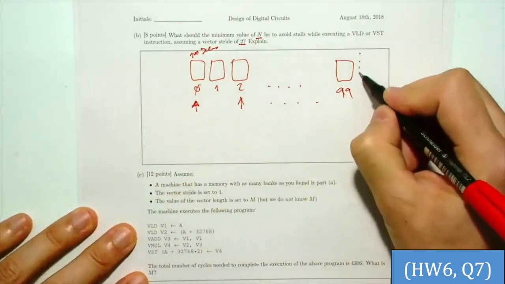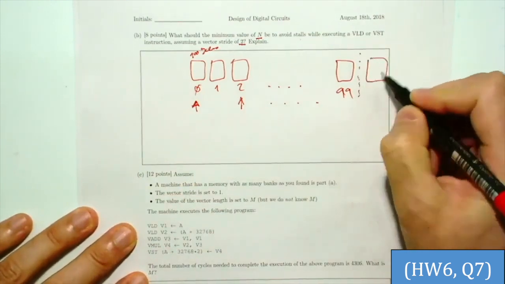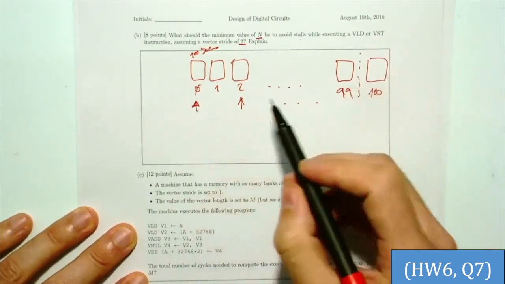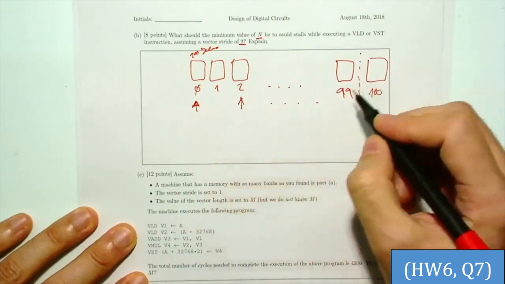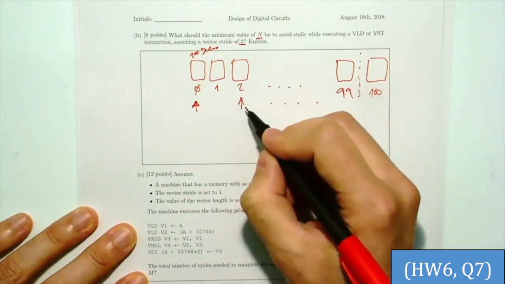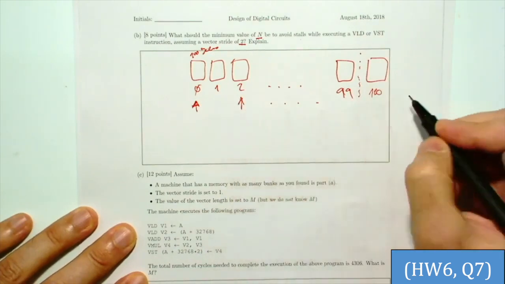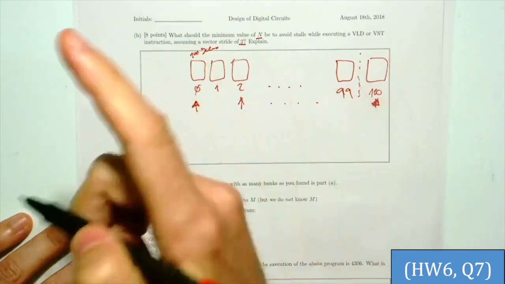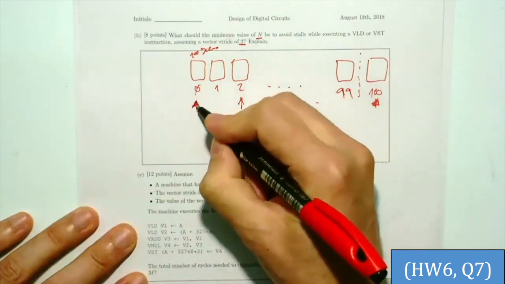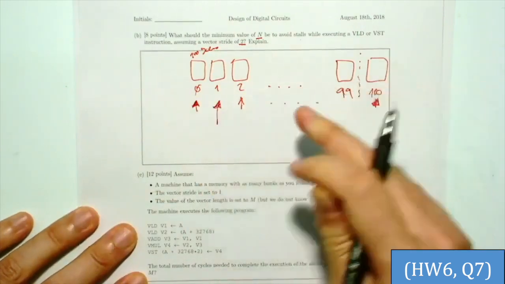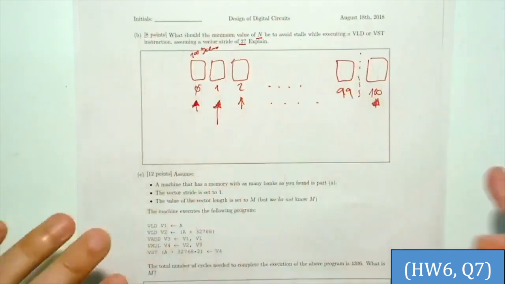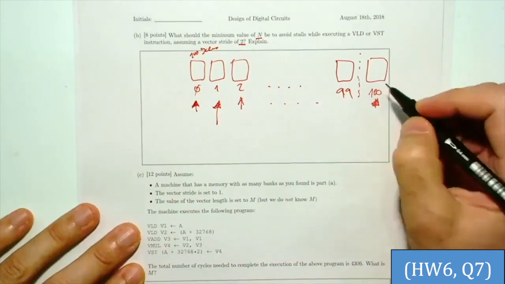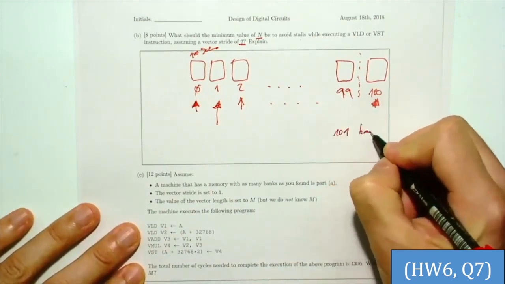But if we have an extra bank, 101 banks, what will happen is that in the second iteration, instead of accessing this bank, we will access this bank. So we will be filling the gaps in the second round, let's say, with 101 banks.